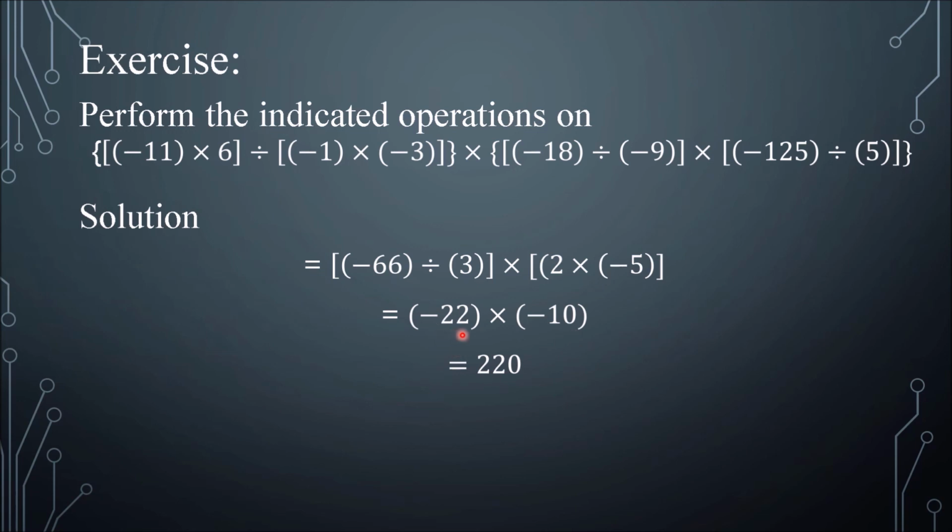Finally, negative 22 times negative 10 is equal to 220, positive, because negative 22 and negative 10 have the same sign.